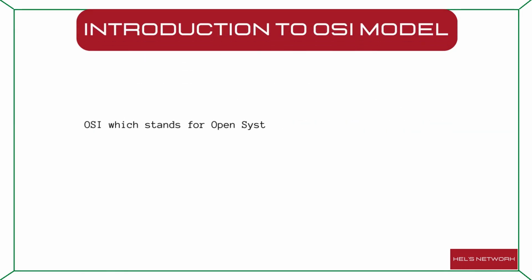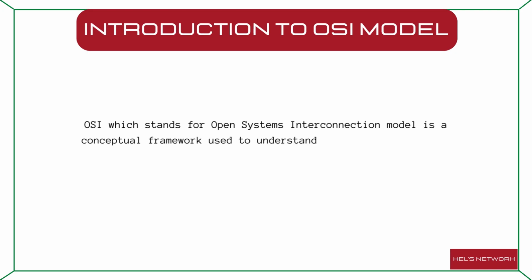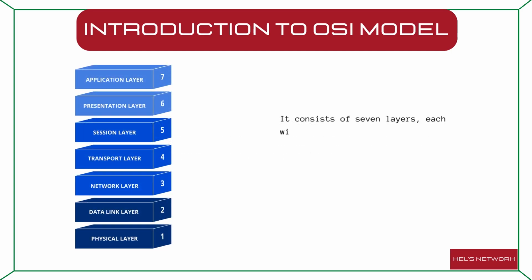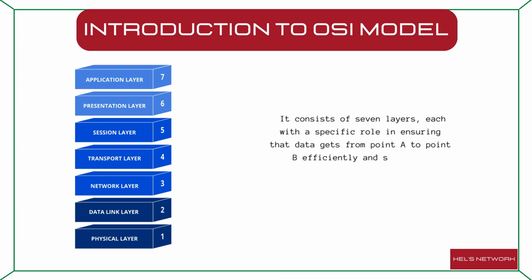OSI, which stands for Open Systems Interconnection Model, is a conceptual framework used to understand how different devices communicate over a network. It consists of 7 layers, each with a specific role in ensuring that data gets from point A to point B efficiently and securely.